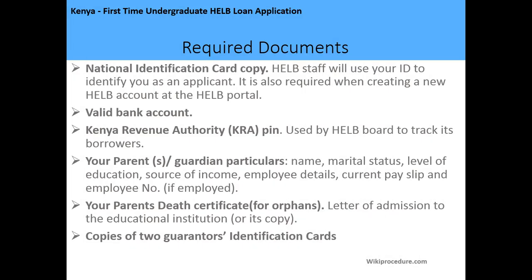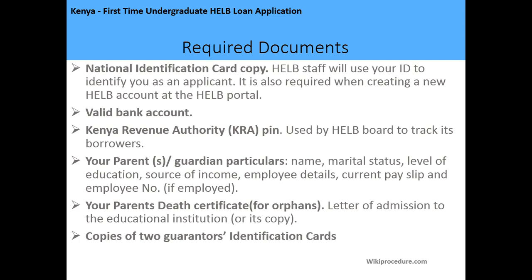Let's move on. The required documents are as follows. Number one, you need the national identification card and its copy. The HELB staff will use your ID to identify you as an applicant. It is also required when creating the new HELB account at the HELB portal. We are going to see how that is done. You need a valid bank account. You need your Kenya Revenue Authority KRA PIN, and this is used by the HELB board to track its borrowers so they can repay the loan.